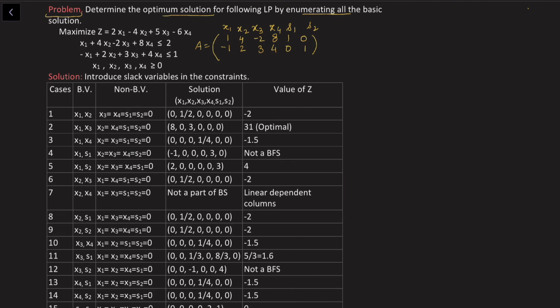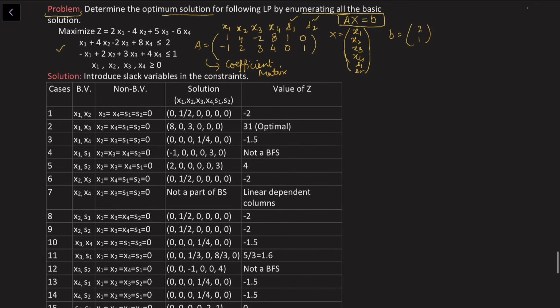And this A matrix is multiplied by the decision variable capital X, and then on the right hand side we have B. So capital X here is the decision variable set: x1, x2, x3, x4, s1, s2. I write it in the same order in which I have considered these in the coefficient matrix. So this is what we call the coefficient matrix. And now on the right hand side, B is 2, 1. So once we take AX equal to B, considering that we have S1, S2, we get back to the system where this inequality system is converted into an equality system.